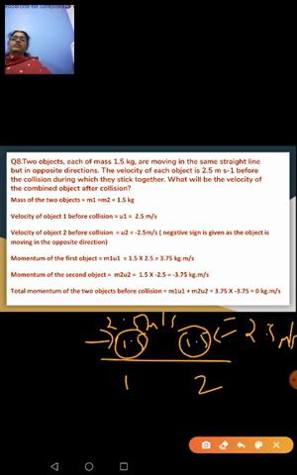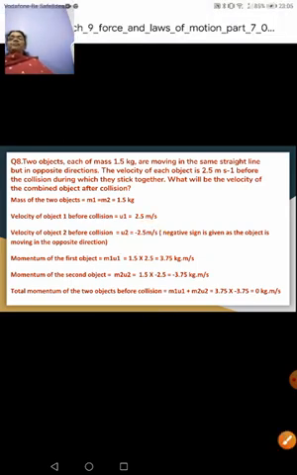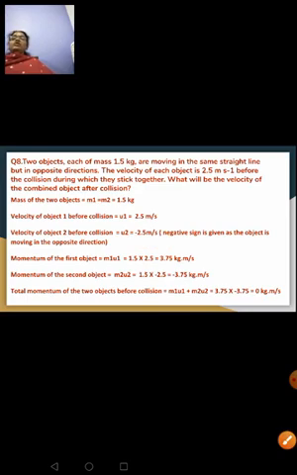Velocity of object 2 before collision is equal to minus 2.5. The negative sign is given as the object is moving in the opposite direction. Clear to you? So before collision they are showing a velocity of 2.5 meter per second. You have to calculate the velocity of the combined object after collision. They want you to calculate the velocity of the object after collision.